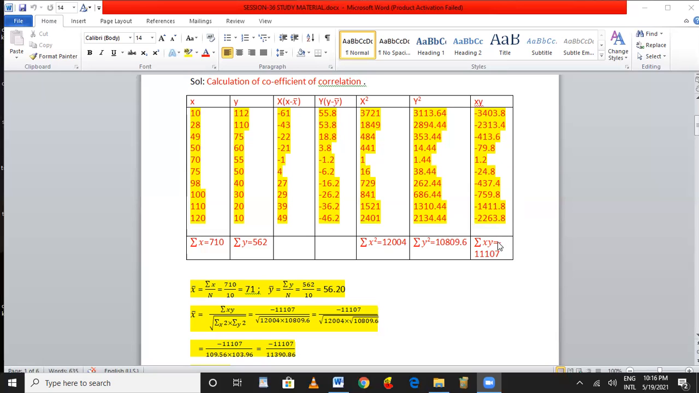and you have to get the sum of xy. x is the deviations of the first series, y is the deviations of the second series, and they have been multiplied. These are the multiplications of xy. Now we have to get the summation. It is equal to minus 11,107.